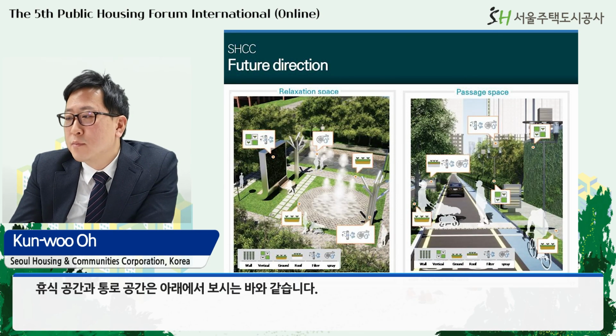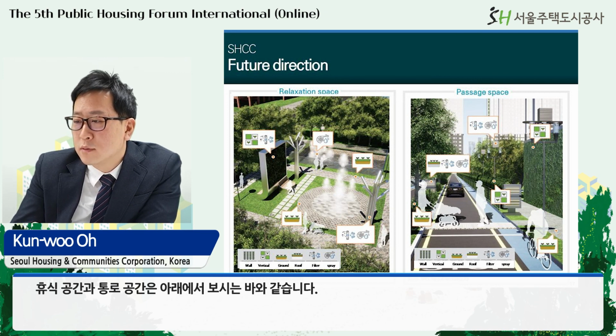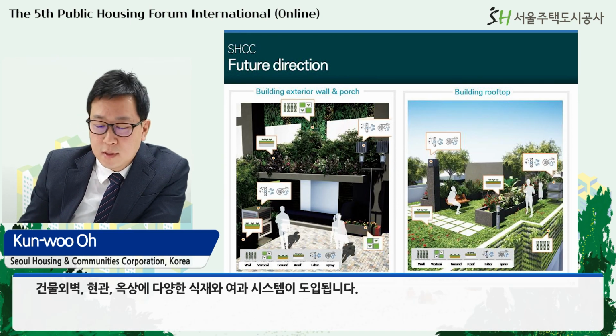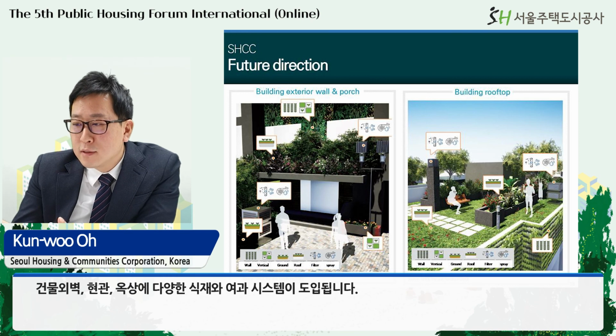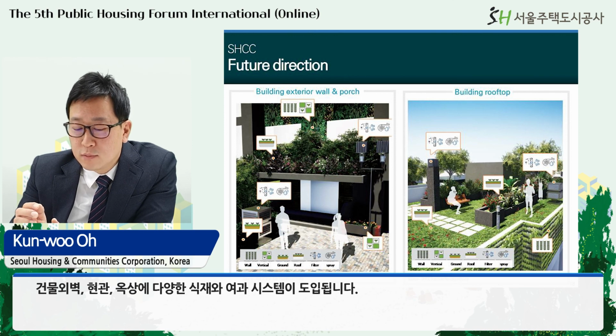The relaxation spaces and passage spaces are as shown in the figure below. Various planting and filtering systems are introduced for the exterior walls, porch, and the top of the roof of the building.